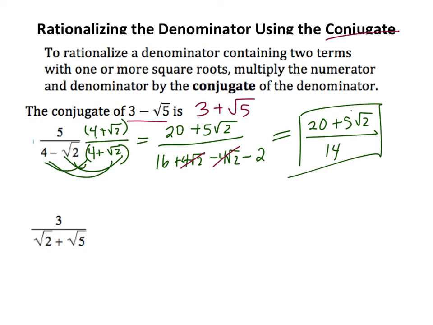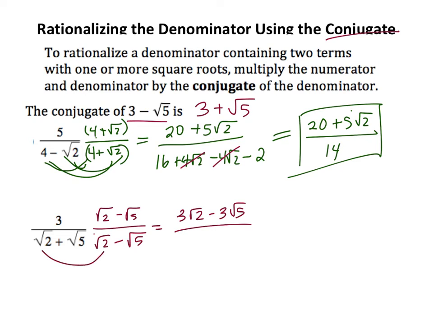Okay, so now looking at this last one here, it also works if you have two different radicals. So we're going to multiply now by square root of 2 minus square root of 5. So 3 times root 2 minus 3 times root 5.